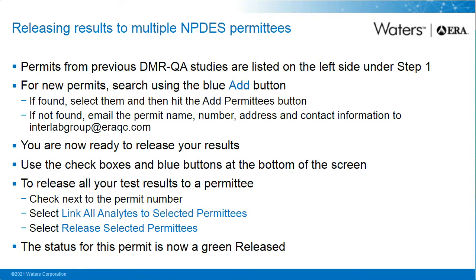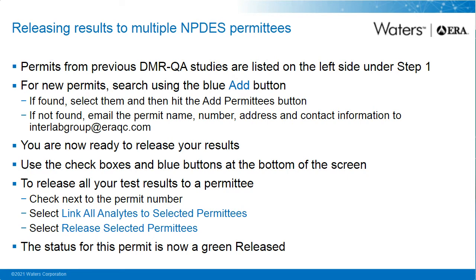If you find the permit, great. Just select them, then the Add Permittees button. If you don't find the permit, please send us an email. Include the facility name, permit number, mailing address, and contact information so we can add them to our database. You are now ready to release your results. Use the various checkboxes and blue buttons at the bottom to complete the process.